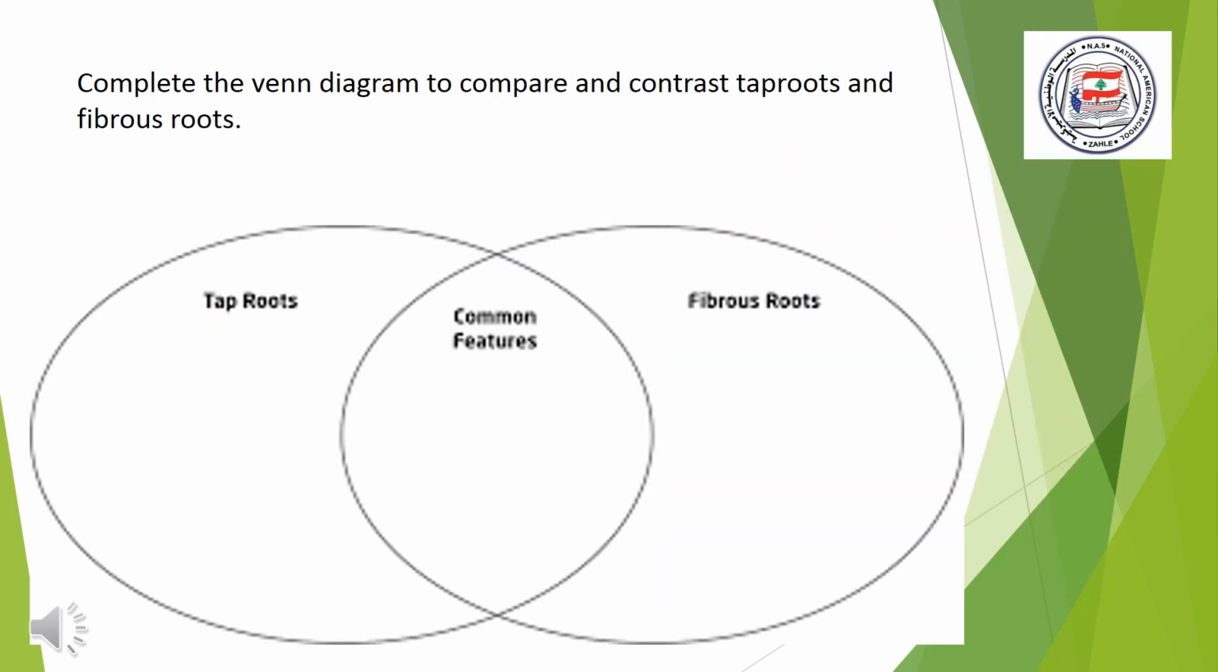This is your homework, so I want you please to copy this question on your copybook and to draw this Venn diagram also, either on your copybook or on a double sheet. The question is, complete the Venn diagram to compare and contrast taproots and fibrous roots. So here, comparing, you should write the common features, so how they are similar. Contrast, so you write the differences between taproots and fibrous roots.